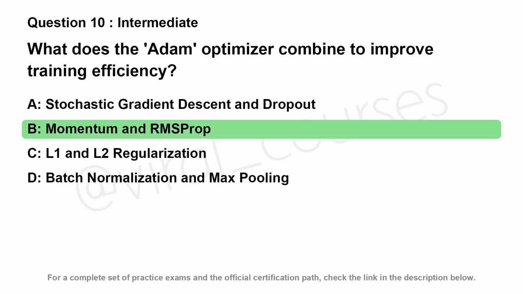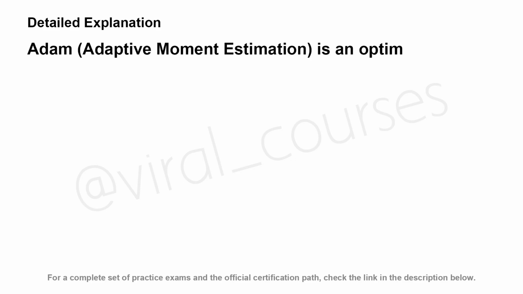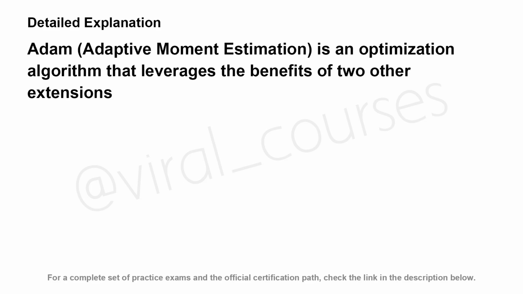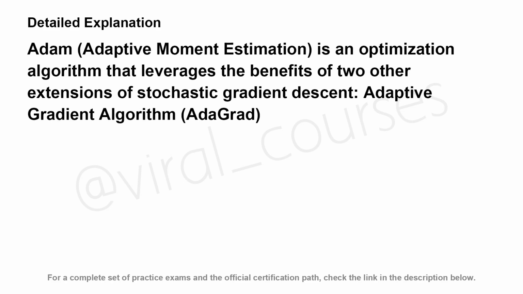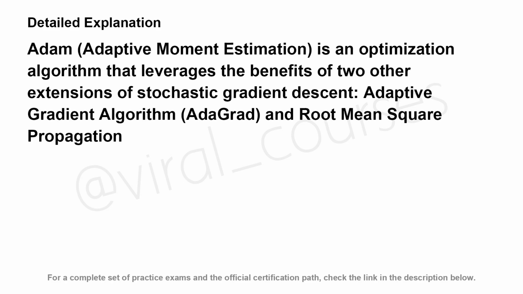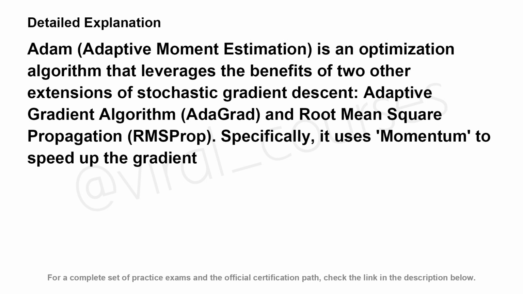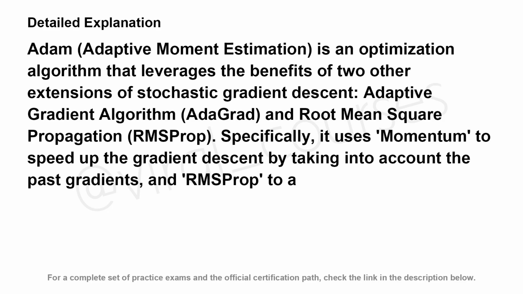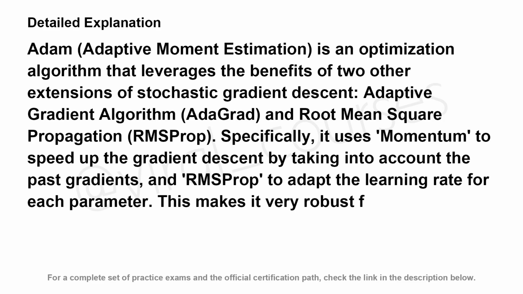The correct answer is B. ADAM, adaptive moment estimation, is an optimization algorithm that leverages the benefits of two other extensions of stochastic gradient descent, adaptive gradient algorithm, ADA-GRAD, and root mean square propagation, RMS prop. Specifically, it uses momentum to speed up the gradient descent by taking into account the past gradients, and RMS prop to adapt the learning rate for each parameter. This makes it very robust for many deep learning tasks.